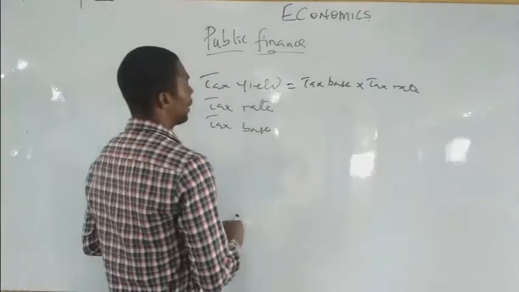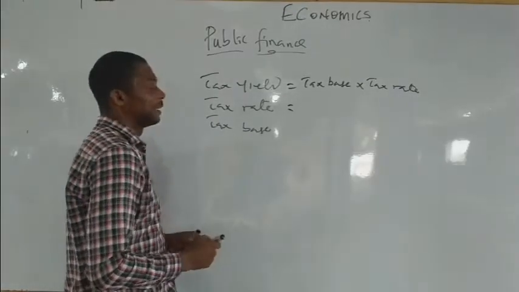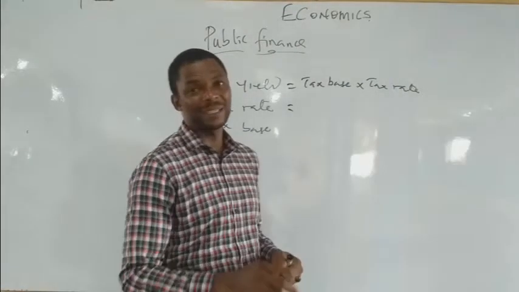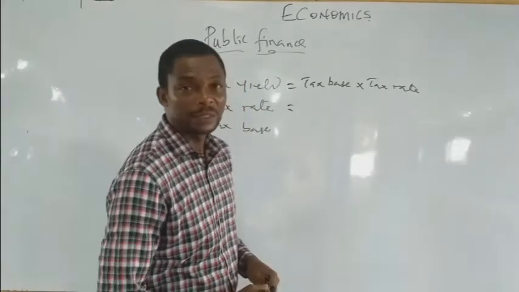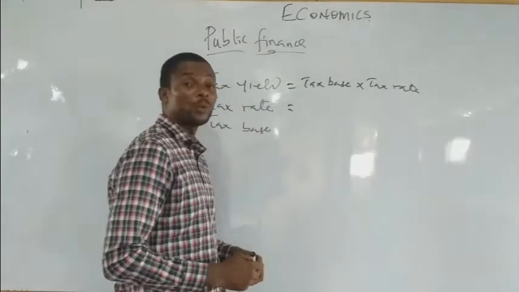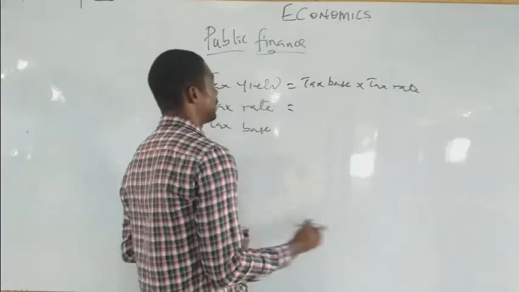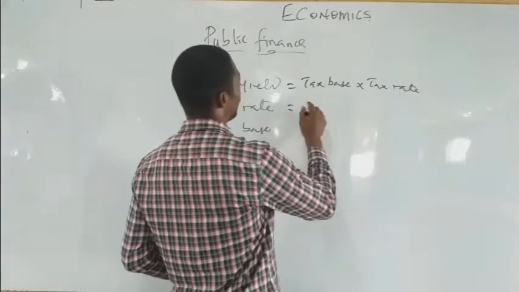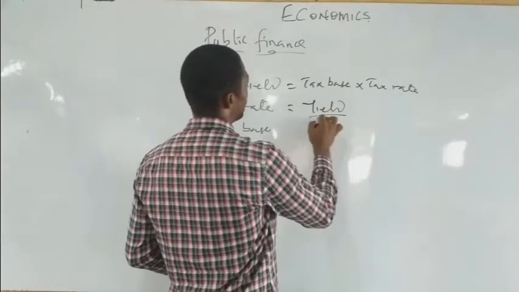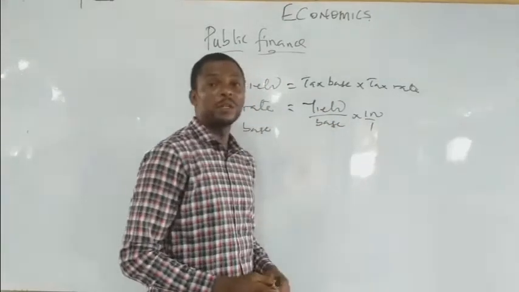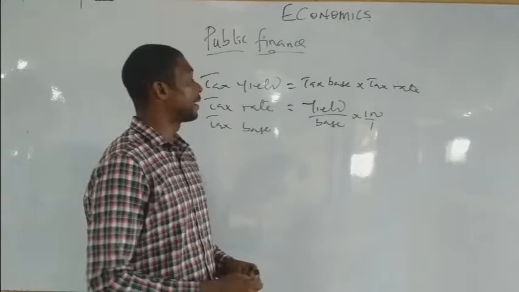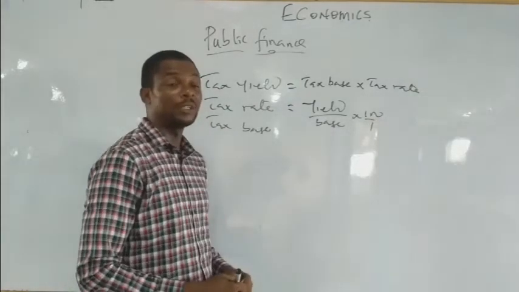Now, the next one is tax rates. The tax rate is the proportion or the percentage that is paid as tax. Proportion or percentage paid as tax is known or referred to as what? Your tax rate. And how do you get the formula? Your rate is yield over base times 100 over 1. You refer to that as a what? Your tax rate. Yield over base times 100 over 1.